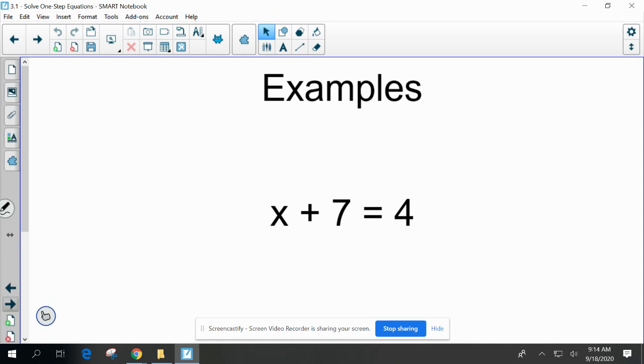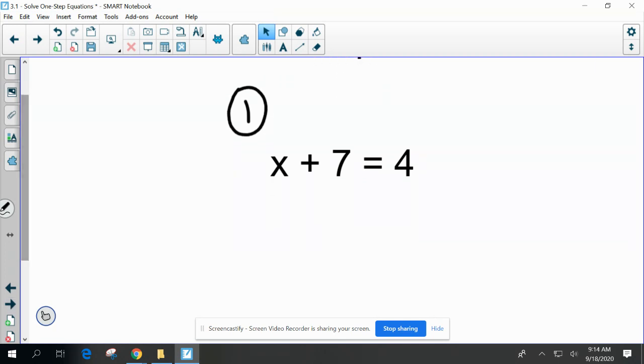First example, number 1. So this is pretty basic review right here. x plus 7 equals 4. You got to think, what's your inverse operation here? So it's addition. So I'm going to subtract. Here's how I show this. Minus 7 on both sides, and that's exactly how I want you to show that.